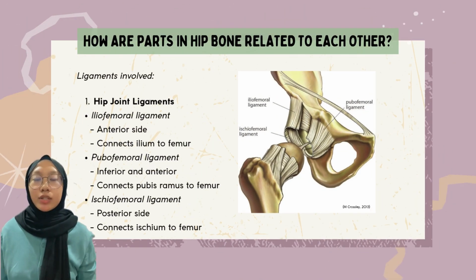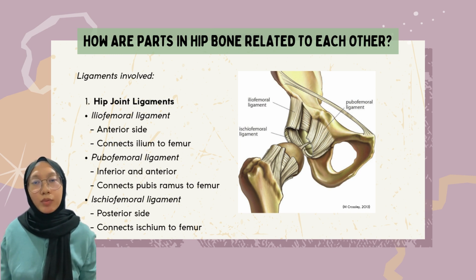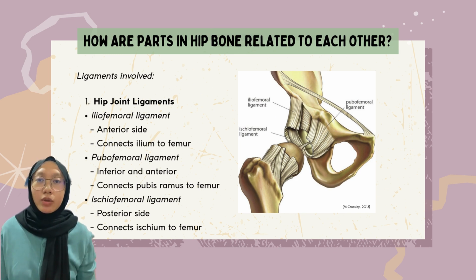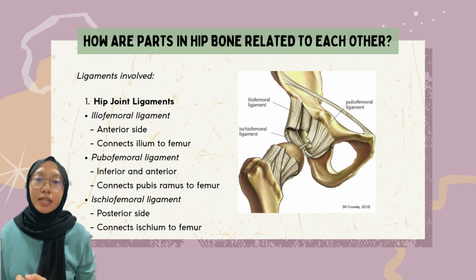Now let us take a closer look at the three main ligaments that help to support the hip joint, which is the joint where our leg connects to our pelvis. So even though the hip joint can move in many directions, it still needs to be very strong and stable. And now let us jump into the three ligaments that support the hip joint.